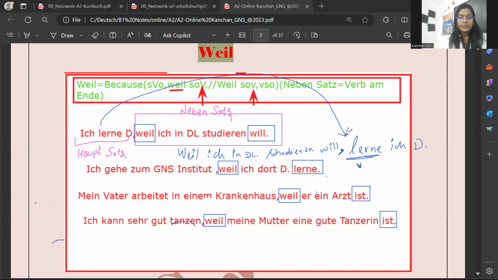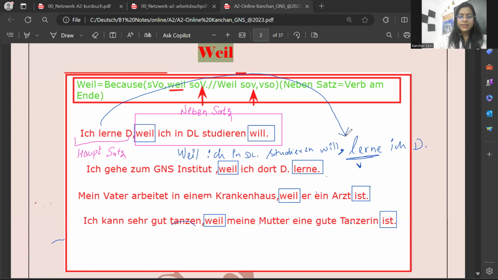Okay. So, Sia, what could be the second sentence if we want to begin it with the Nebensatz, please? Weil ich dort Deutsch lerne, gehe ich zum DNS-Institut. Perfect.